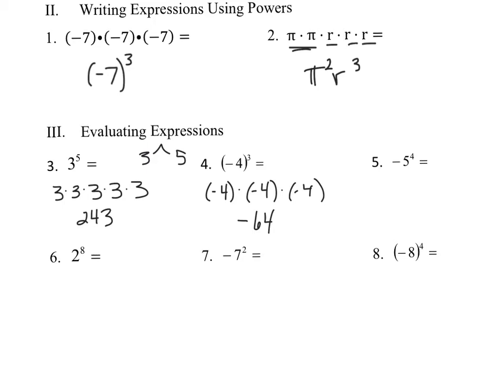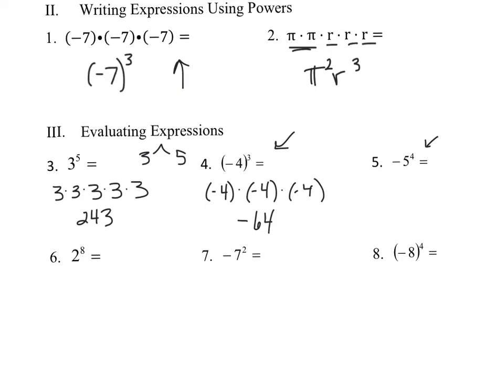Take a look at number 5. This one is written differently. If you notice in number 4 and also number 1 up here, the -7 and the -4 were in parentheses, but in number 5 it's not. And that is a big difference.